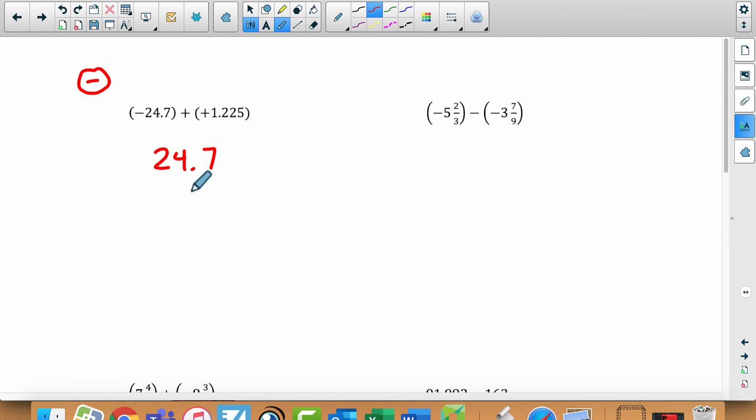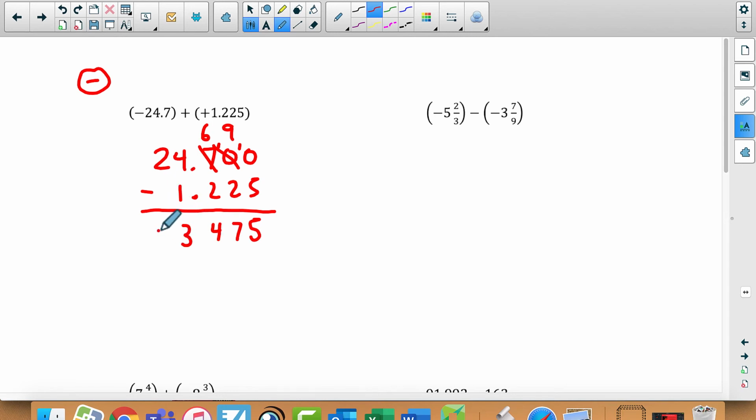How do we take away? Line up the decimal again. So 1.225, put some zeros in here, and we are subtracting. 0 take away 5, can't do. 0 take away 2, can't do. Borrow from the 7, it becomes a 6, and this becomes 10. But we got to borrow from that, it becomes 9, and this becomes 10. 10 minus 5 is 5, 9 minus 2 is 7, 6 minus 2 is 4, 4 minus 1 is 3, and then we still got the 2. Decimal goes straight down, and we said the answer is going to be negative, and there we go.